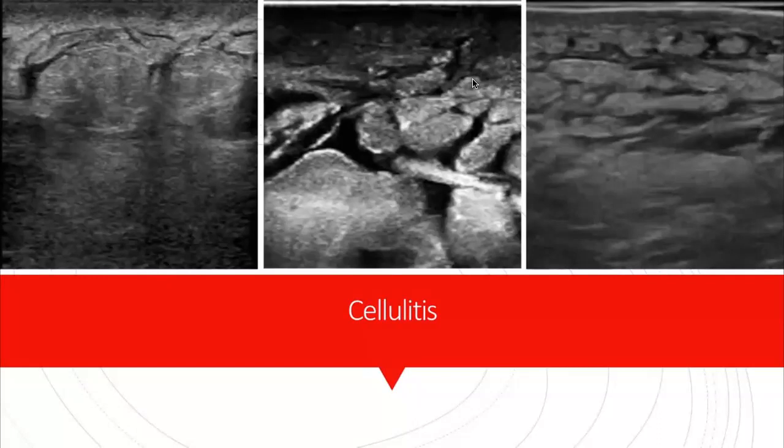It's less dangerous. It can be treated with antibiotics. So that's pretty good. The treatment, I think, is a lot easier than if the patient had a DVT. But you're always going to see this cobblestone appearance at the superficial layers of the skin because it's within the skin.